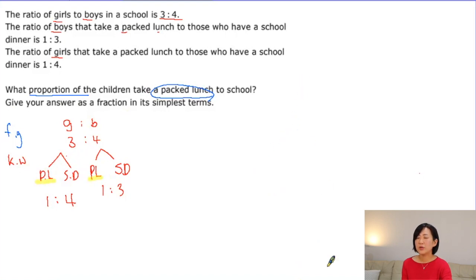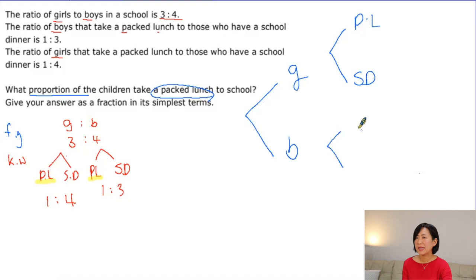Now, what we need to do is find the proportion of packed lunch. Let me rewrite this information. Since this is a proportion, I'm going to change all the ratios into proportions. Girl and boy, thinking about the total number of the class, okay? Girl, and then you've got a girl with a packed lunch, girl with a school dinner. You've got a boy with a packed lunch, and boy with a school dinner. And then make sure you think about, since we turn everything into fractions, the whole class is 1, right?